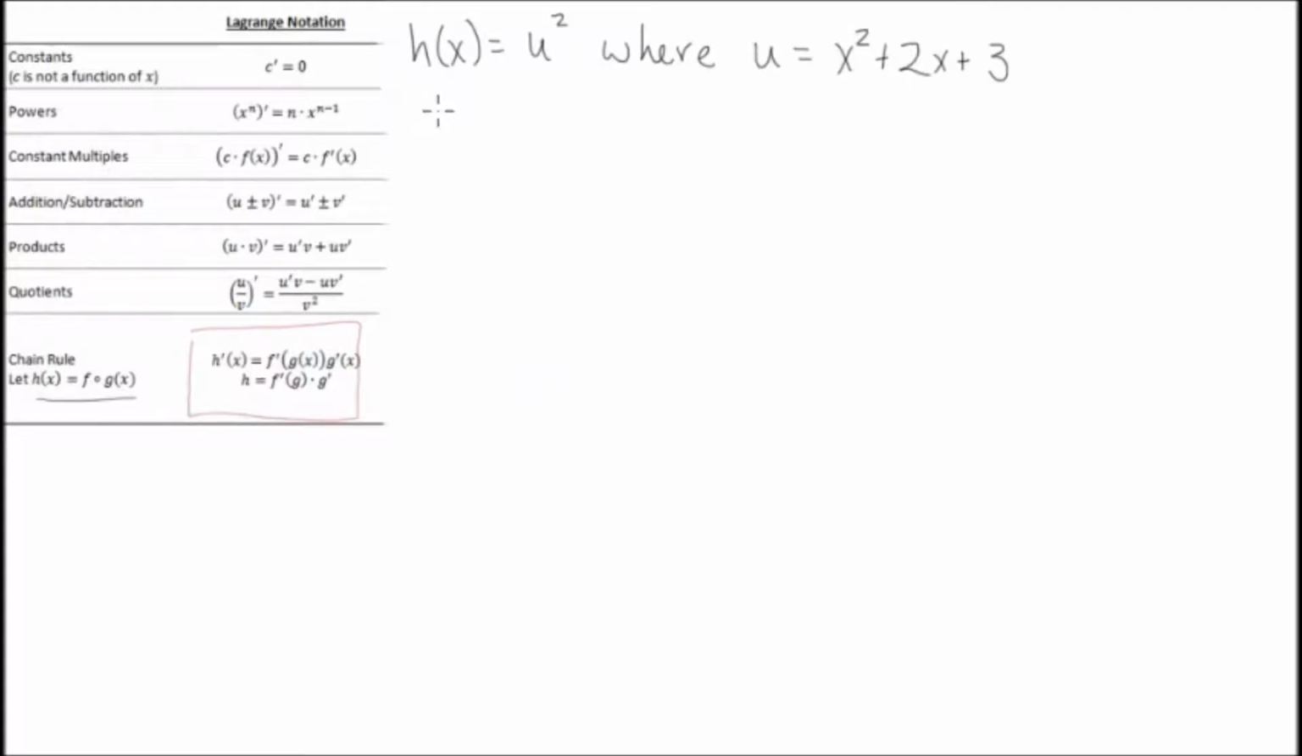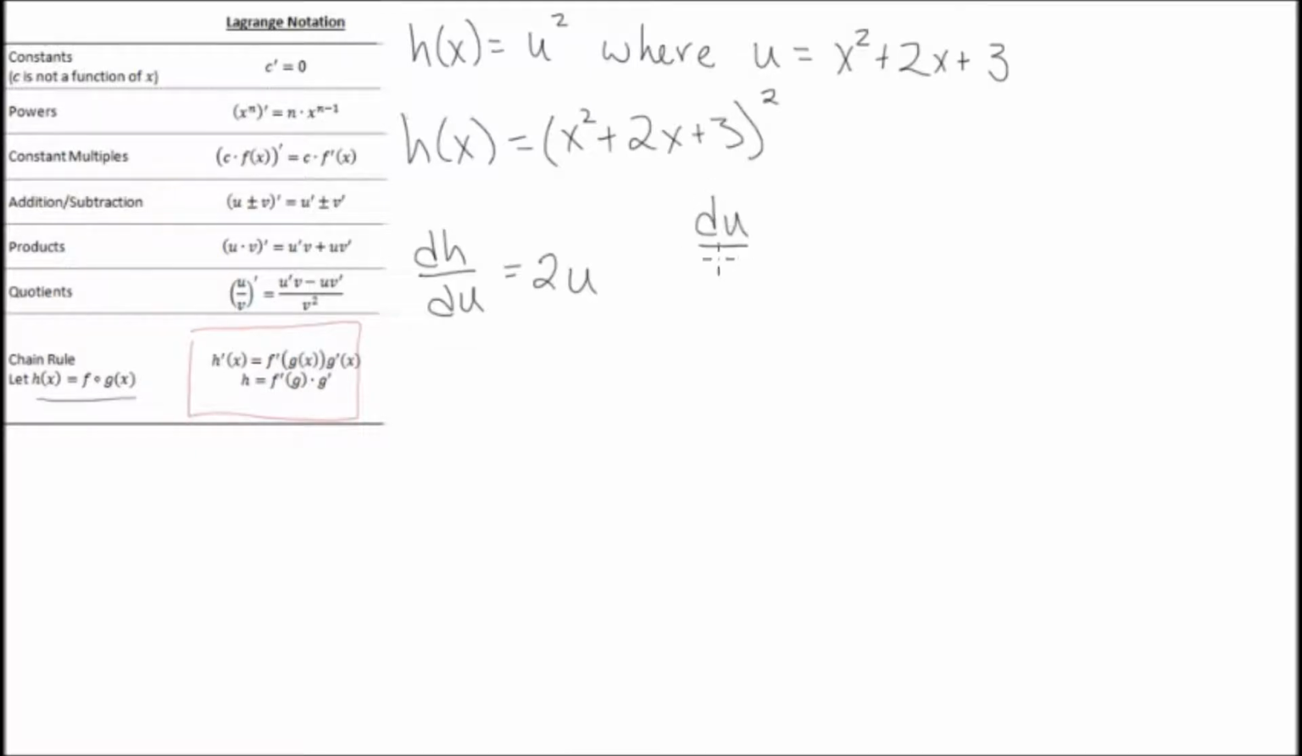I often find it helpful to think of these kinds of problems in more of this kind of format, where you can sort of see the substitution as it happens. So here, obviously, h of x would be x squared plus 2x plus 3 quantity squared. If I wanted to take dh du, the derivative with respect to this u, it would simply be 2u. If I wanted to take the derivative of u with respect to x, it would be 2x plus 2.